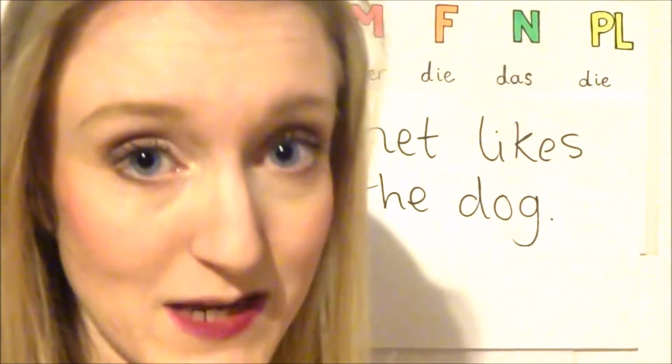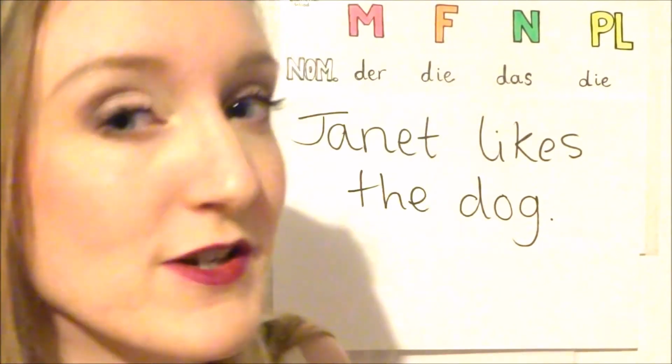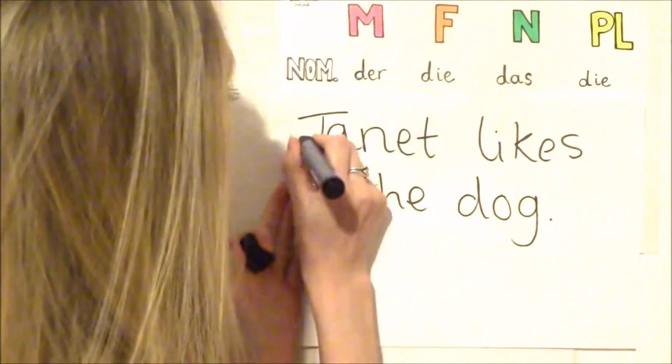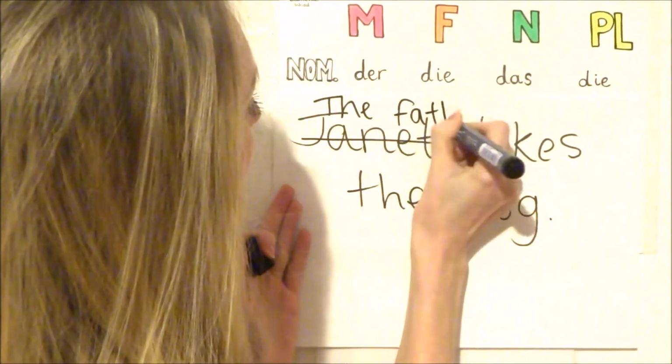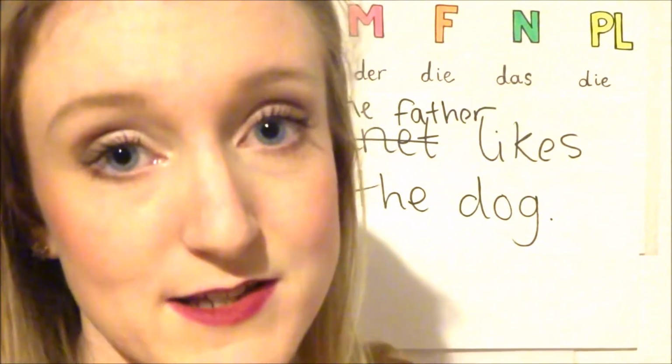Okay, Janet is a name, so we can't really see it that well. What if we take Janet out of the sentence? I don't think she'll be very happy with that. And we make somebody else the center of attention. For example, the father. The father likes the dog.